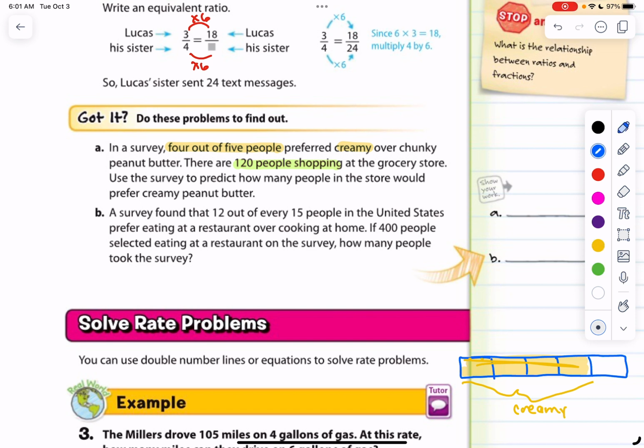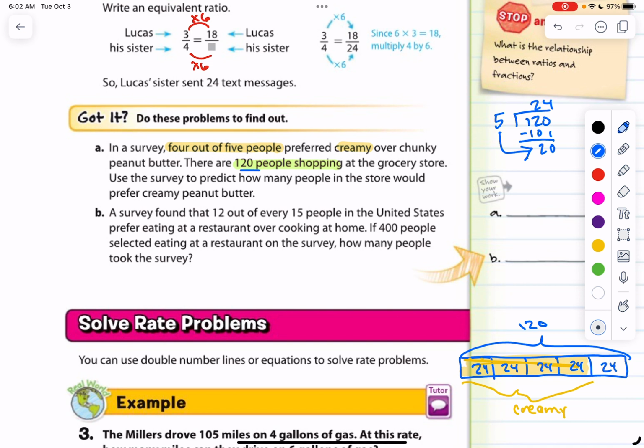In all, there were 120 in the store that day. 120. So how many of those are going to prefer creamy? Well, we need to know how much one part is worth, and there are 5 parts. So let's do that math really quick. 5 into 120. 5 goes into 12 2 times. 2 times 5 is 10. Subtract 12. Take away 10 is 2. Bring down the 0. 5 into 20 is 4. Each part is worth 24.